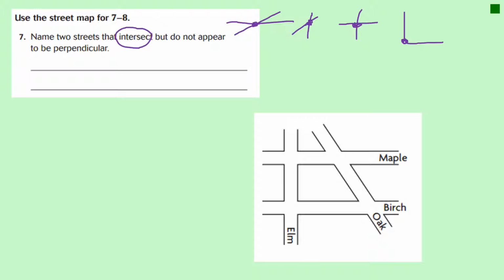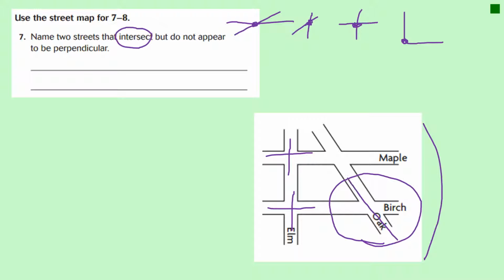All right, so we have to find 2 streets that cross one another, intersect, but do not create a right angle. So I'm looking at the map right here. So look at these. These appear to create right angles, right, guys? So let's not do those intersections. I'm going to go right here.